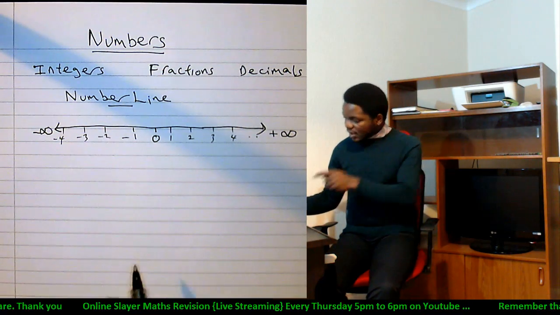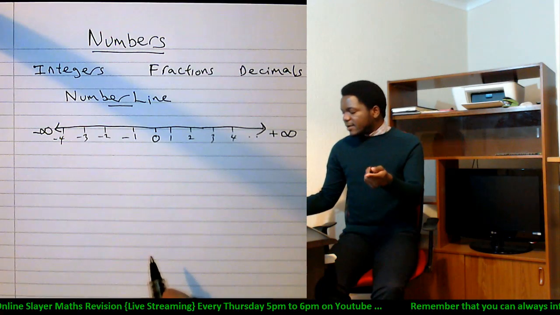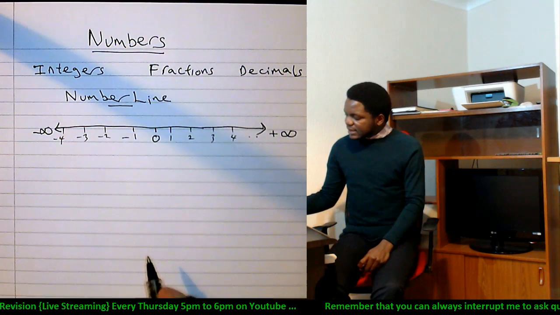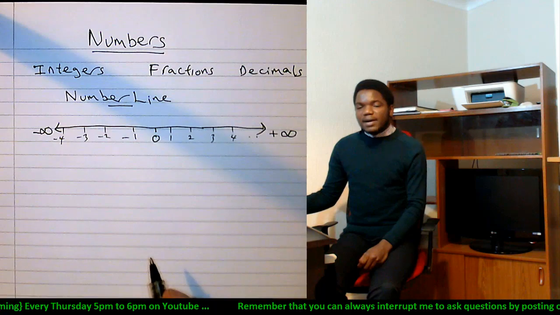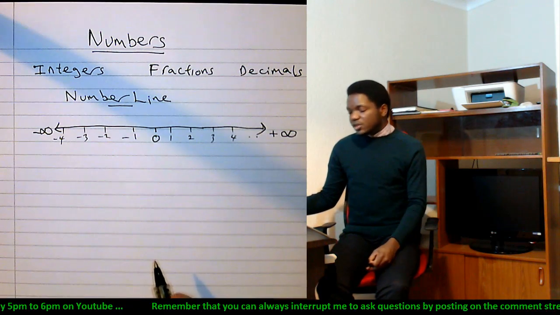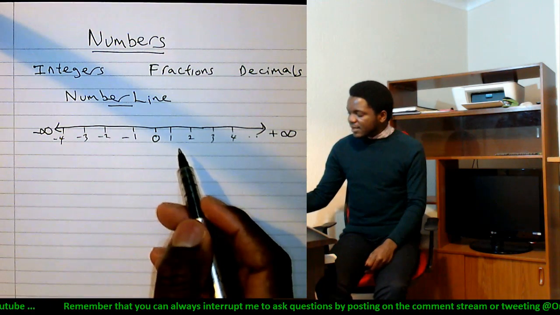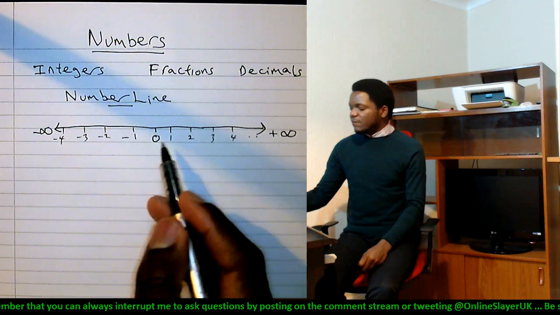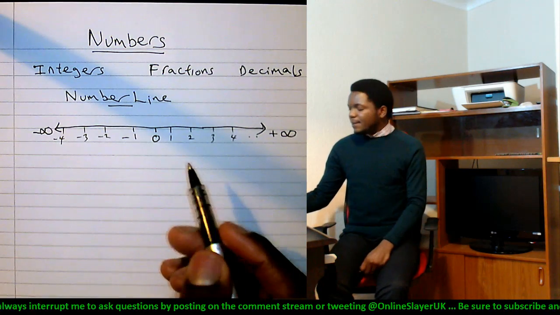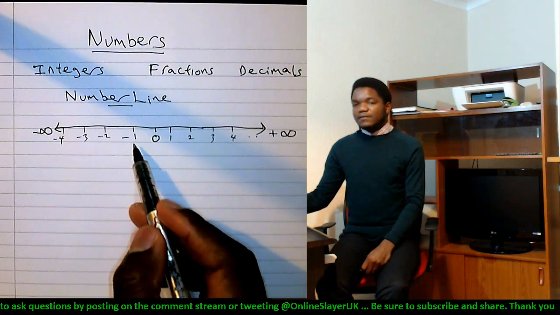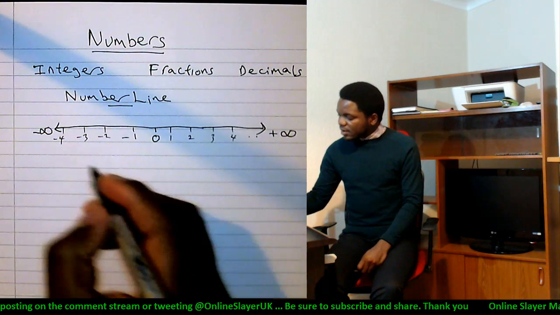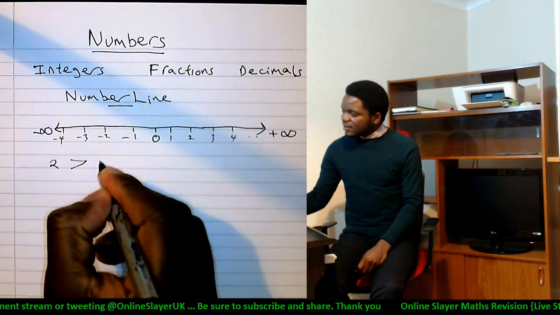So if I ask a question, is 2 greater than -1? All you need to do is look at the number line and tell me if 2 is on the right hand side of -1 or not. Because 2 is on the right hand side of -1, it is true that 2 is greater than -1.